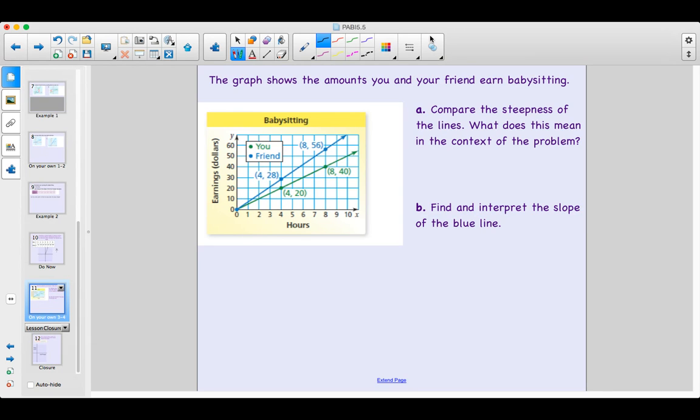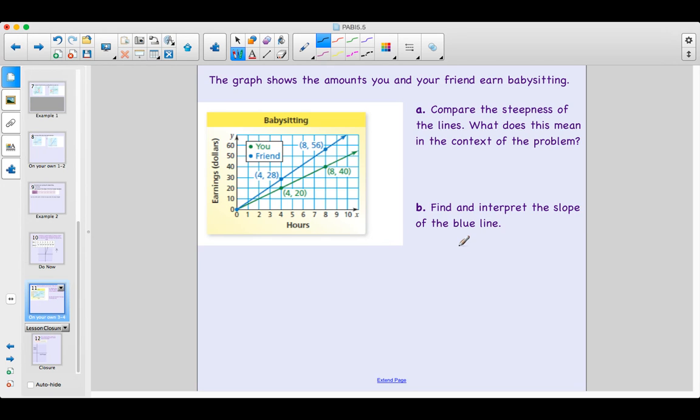Now, we talked about how the steeper the line, the greater the slope. So if your friend has a steeper line and a greater slope, and what we're talking about is earnings per hour, then what you should realize is that your friend must make more money than you per hour because her line is steeper and her slope is greater. So it all connects to be the same thing. Your slope is your rate of change, and if we put it in the context of a problem, it is giving us information about that.